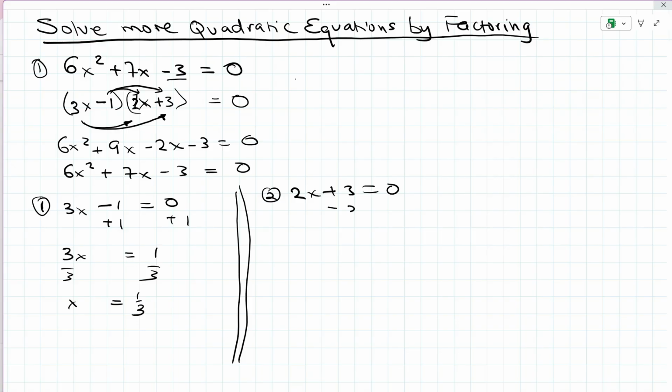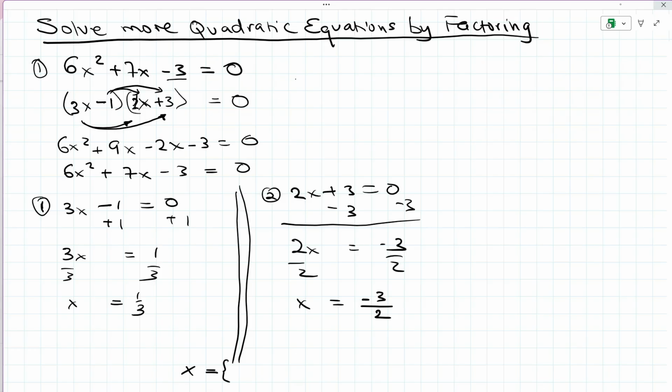And then under 2 here, we subtract 3 from both sides, and we have 2x equal to minus 3. Divide by 2, divide by 2. We then have x is equal to minus 3 over 2. So that means that our x has two possible values, 1/3 and minus 3 over 2, and this will be the answer.